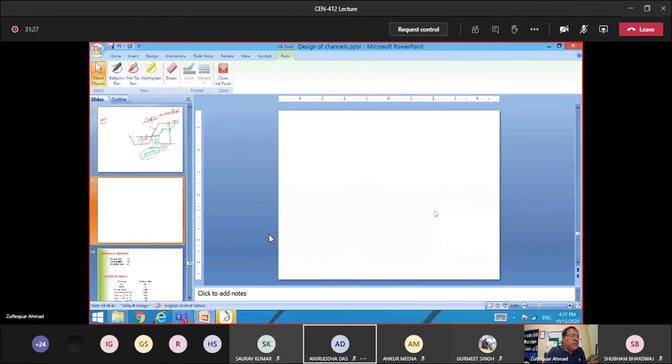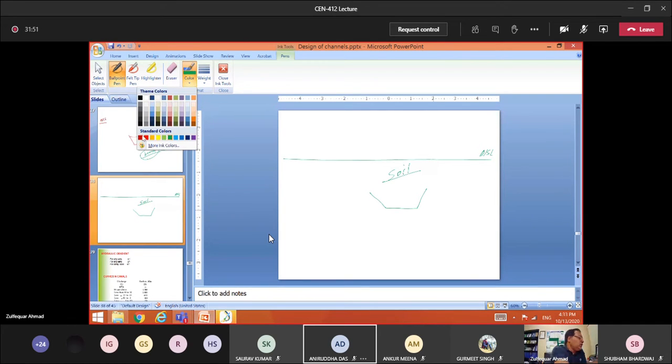Sometimes, in the same way, you have a canal that is in deep cutting. So you have the NSL here, this is the NSL, and the canal is somewhere here, right? And in that case, this whole soil is to be removed from here.